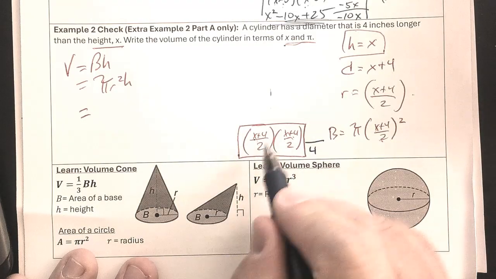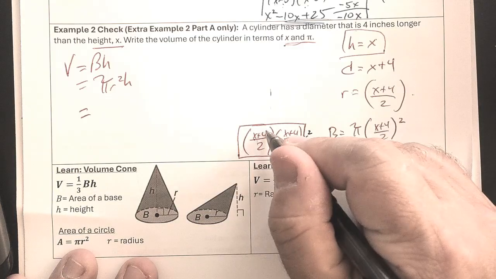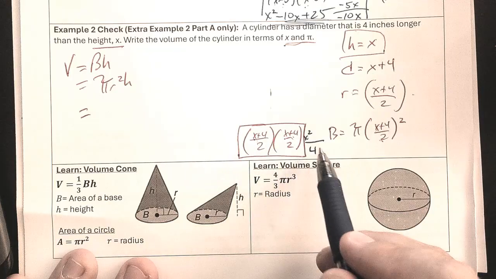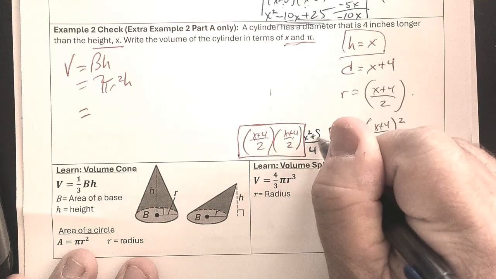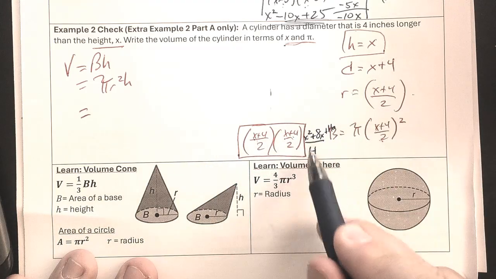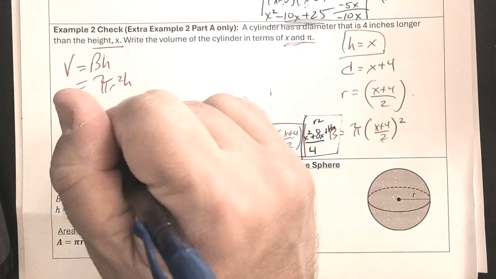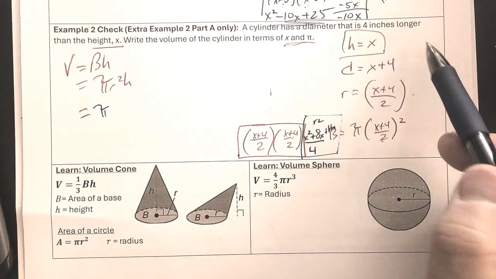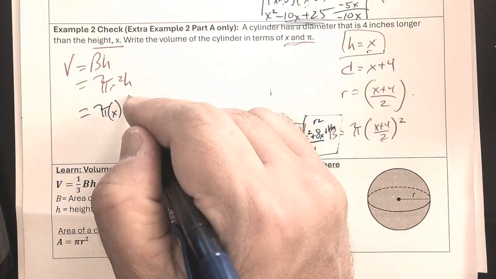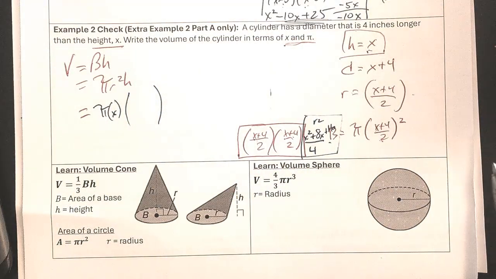And then on top, you're foiling these. So x and x makes x squared. And then 4 times x is 4x, 4 times x is 4x, 4 plus 4 is 8x, and 4 times 4 is 16. So this is your radius squared. So plug this in over here. You already got pi. Your height is x. So you could just say, here's your height first, and then plug this in here. Distribute the x. Here's a hint.